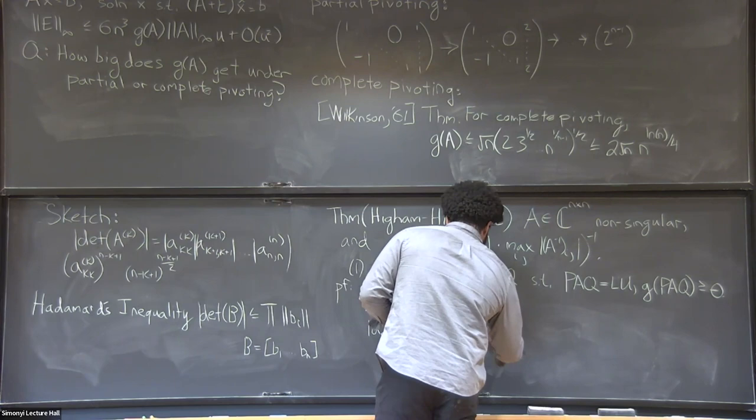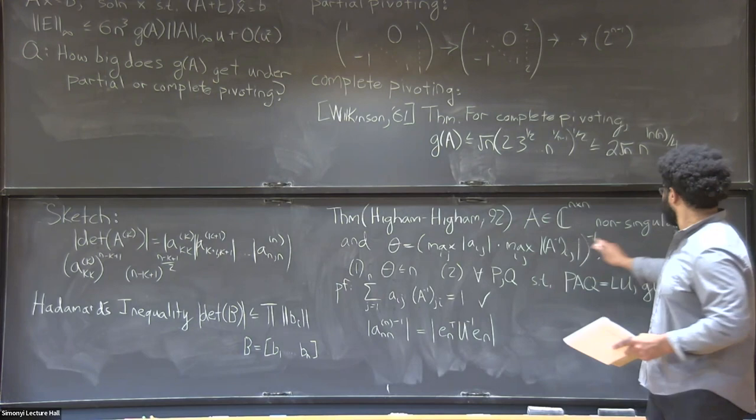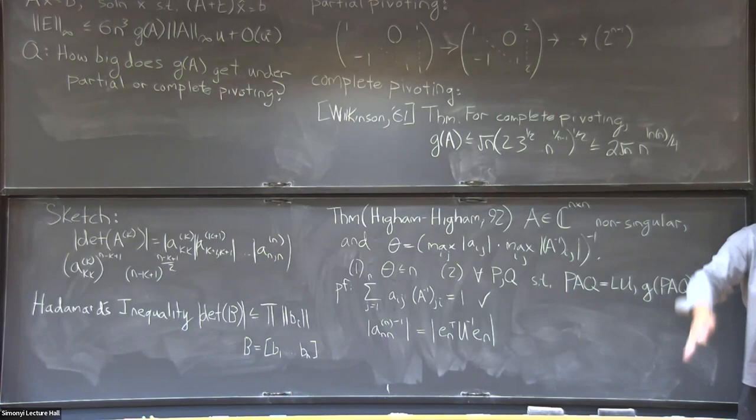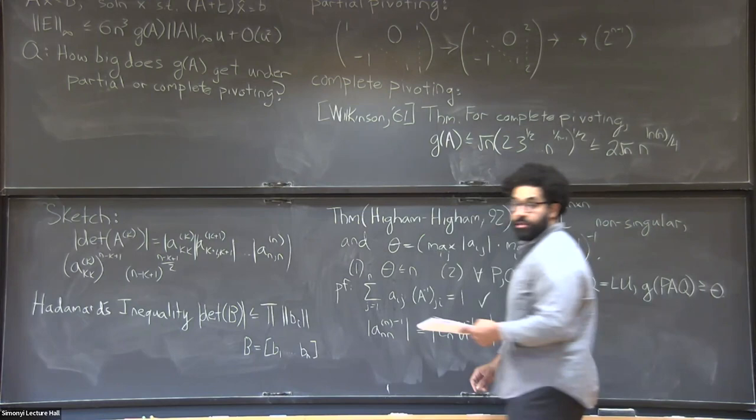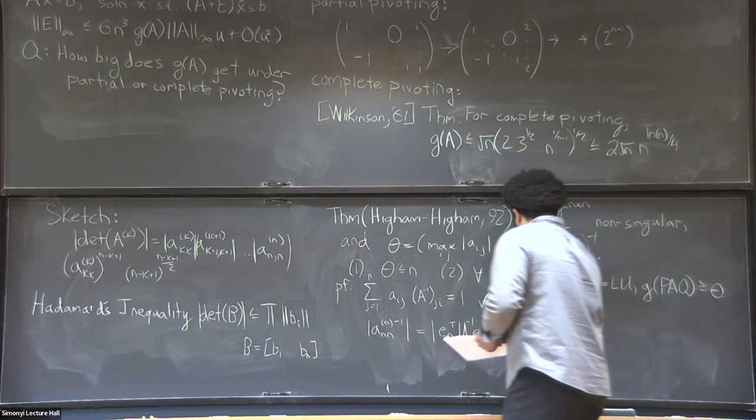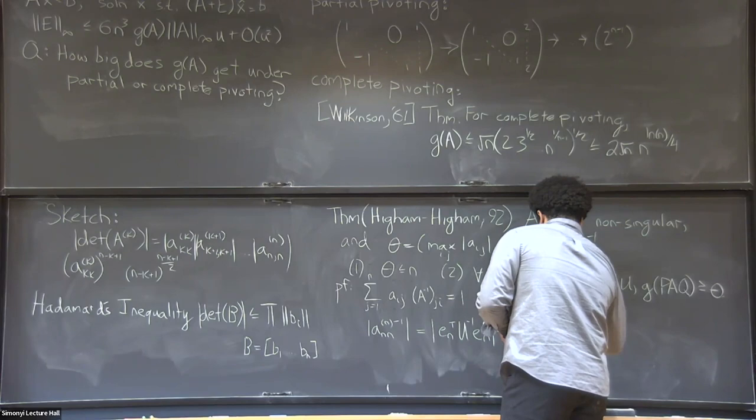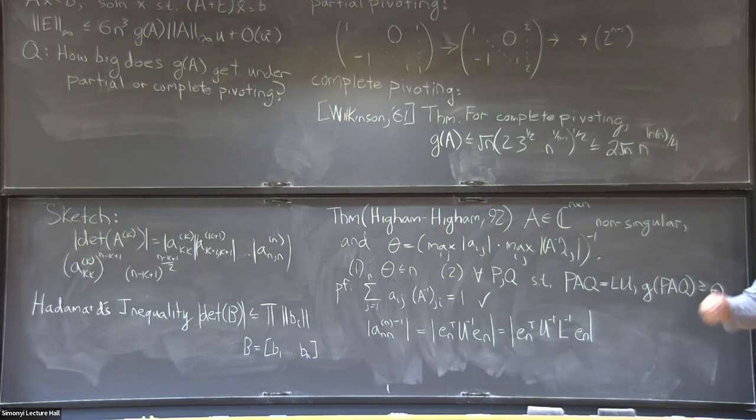But so far so good. I should note that it's a standard assumption that L always has ones on the diagonal. This is by convention. But because it's the last entry, I can actually put in my L inverse as well, because it doesn't change the specific entry. Then all I do is simply substitute in my permuted matrix A.